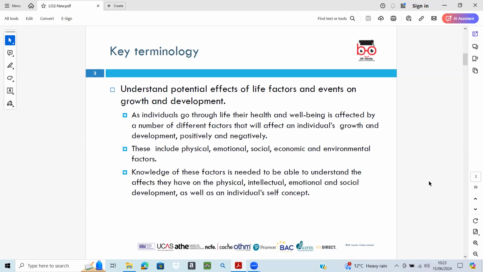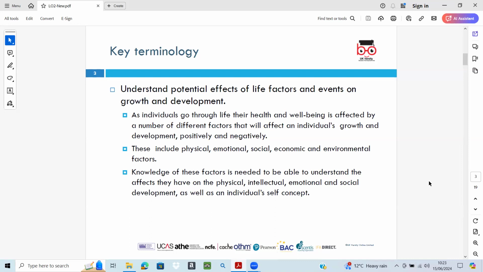Then if we talk about the social factors, social factors relate to interaction with others and the societal context in which a person lives. In that, we can talk about family dynamics. Strong family support can foster a sense of security and belonging, whereas conflict within the family may lead to emotional distress.